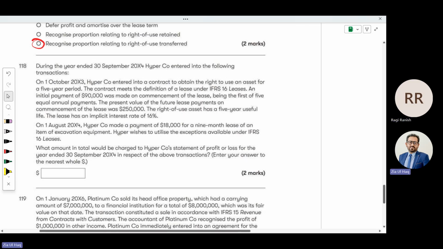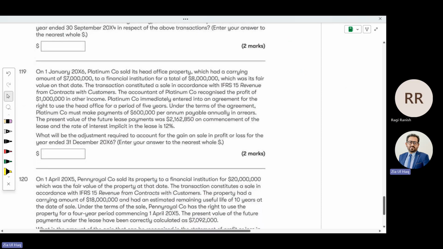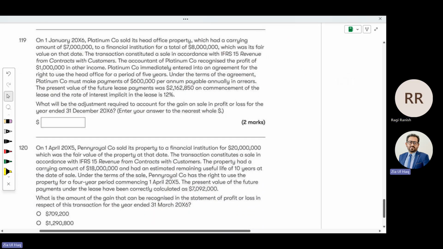118, I'm leaving on you. 119, we are covering.